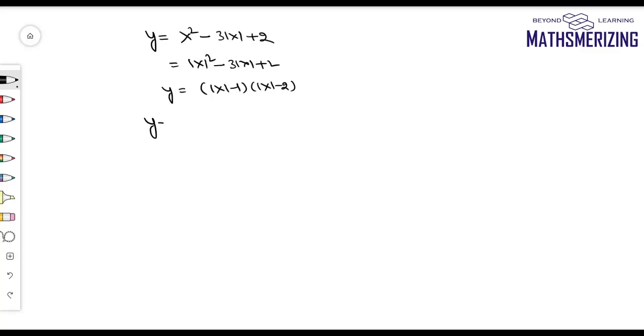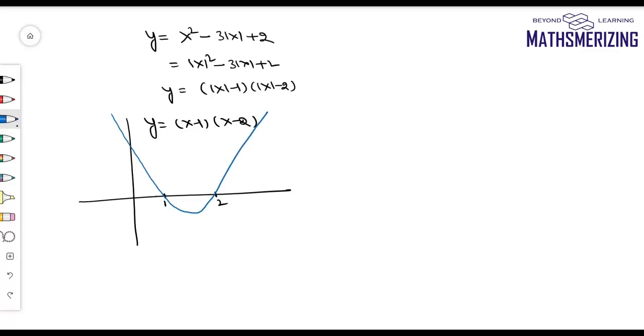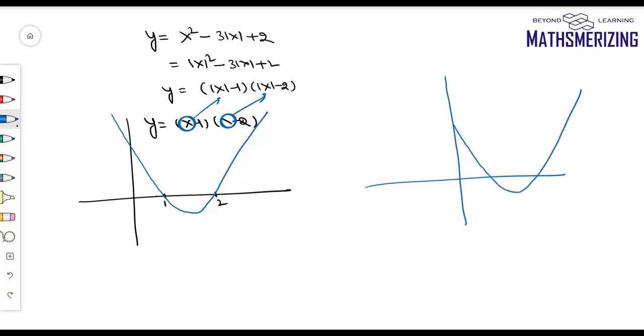My basic graph is y equals x minus 1 into x minus 2, which is a parabola opening upwards, with roots at 1 and 2. So that's the graph of y equals x square minus 3x plus 2. Now I'll replace x with mod x. So my transformation is: erase the graph from the second and third quadrant and then take the reflection of right on left. So that is the graph of y equals x square minus 3 mod x plus 2.